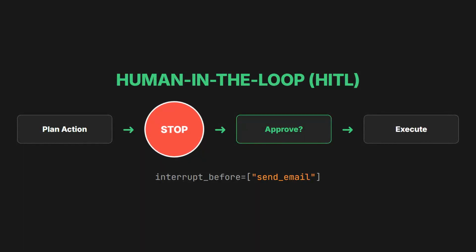If your agent has the power to send emails or delete files, you probably don't want it running completely autonomously. You need a human in the loop. In LangGraph, we can set interrupt before equals send email. When the agent decides to call that tool, it freezes, it pauses execution, and waits. You can then inspect the state, edit the email draft if you want, and then manually type "approve" to let it resume. It gives you the best of both worlds, AI automation with human oversight.